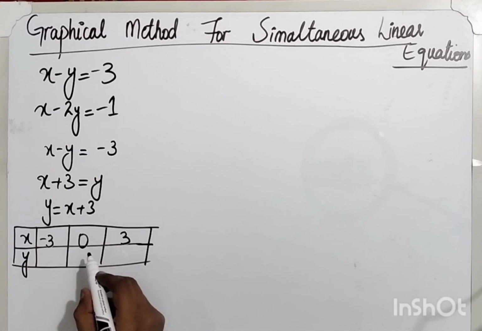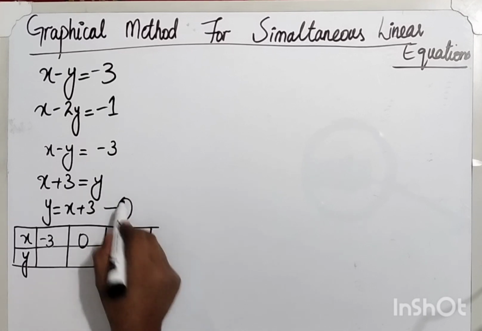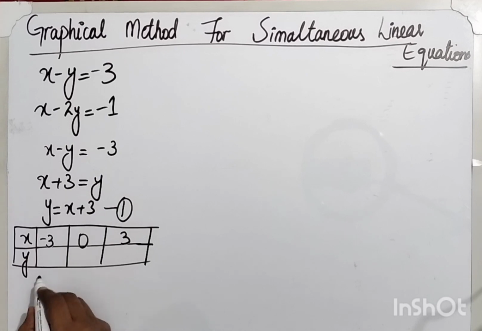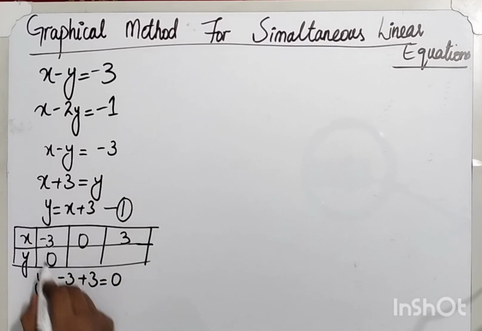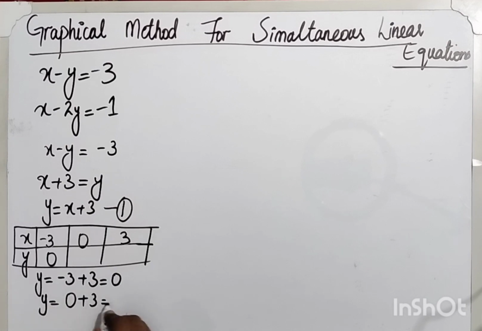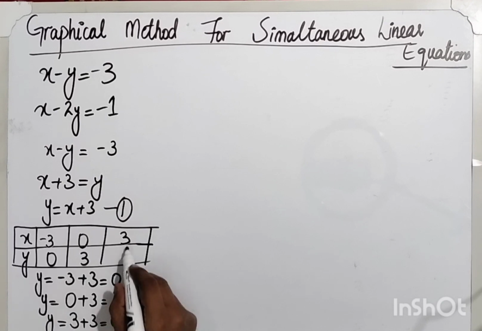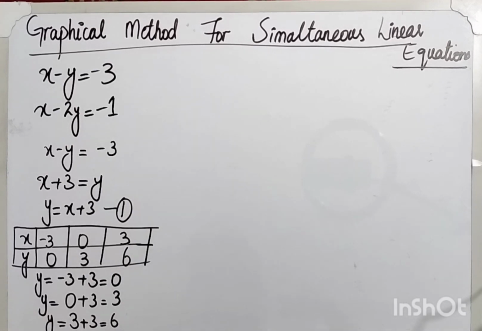Now I'm going to put these values in equation number 1 to find out the values of y. When the value of x is minus 3, minus 3 plus 3 gives us 0. When the value of x is 0, that gives us 3, and when the value of x is 3, 3 plus 3 gives us 6. So I have got three ordered pairs here.